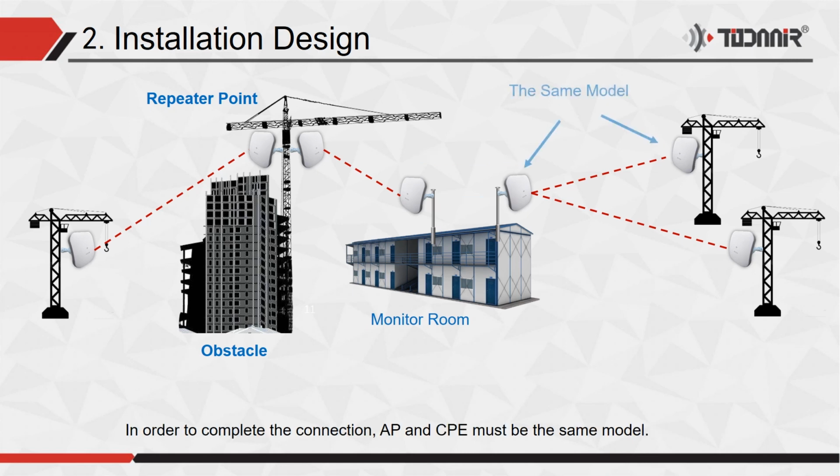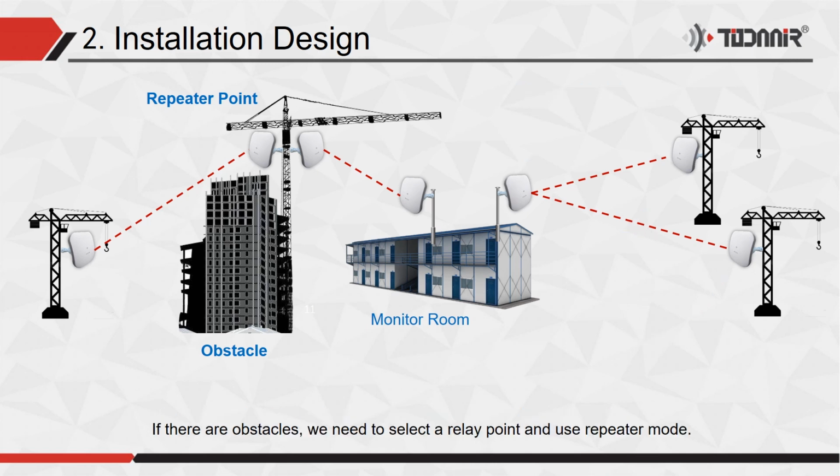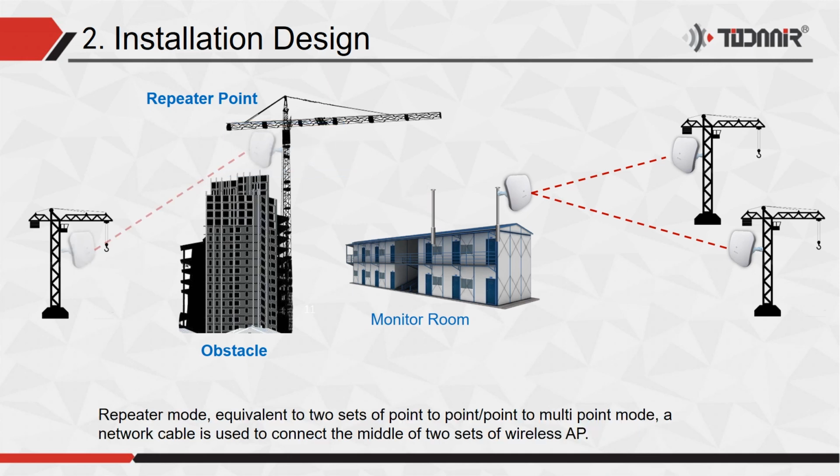In order to complete the connection, AP and CPE must be the same model. Different models of AP and CPE cannot be connected for transmission. If there are obstacles, we need to select a relay point and use repeater mode. Repeater mode is equivalent to 2 sets of point-to-point, point-to-multi-point mode. A network cable is used to connect the middle of the 2 sets of wireless AP.